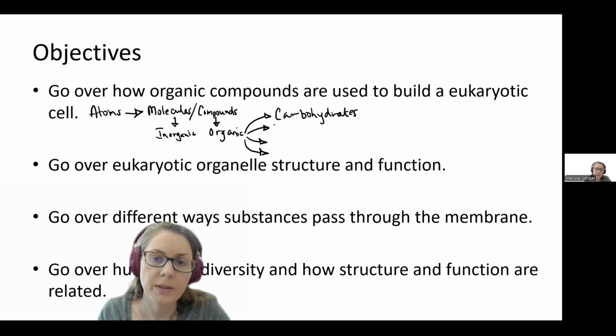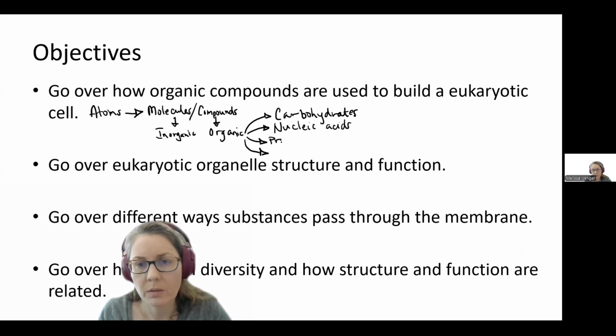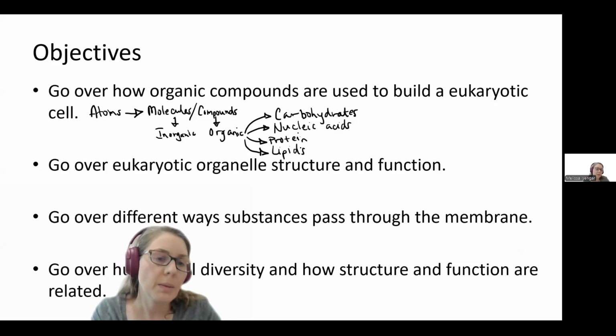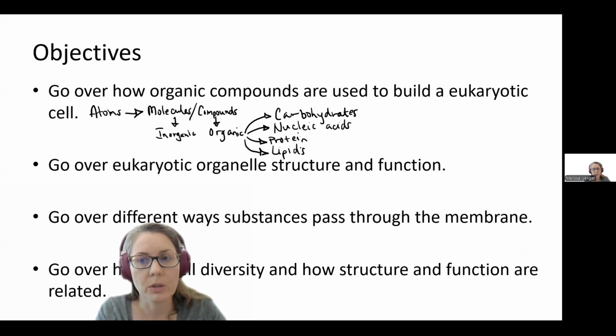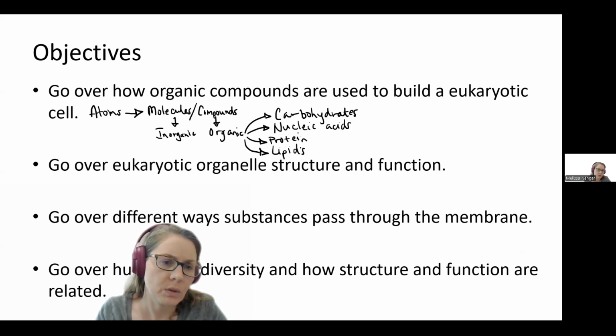Then the other one is nucleic acids. You have protein and you have lipids. So carbohydrates, nucleic acids, and proteins, they can contribute to structural components of our cell, but the lipids are going to be the most important group that contributes to how we build a cell. And we'll think about that as we build our cell.